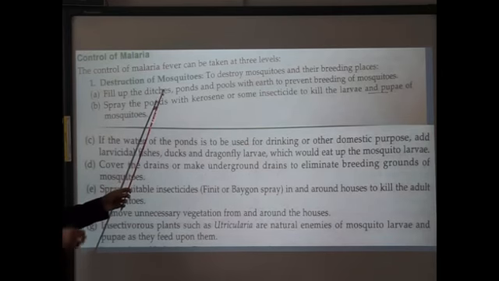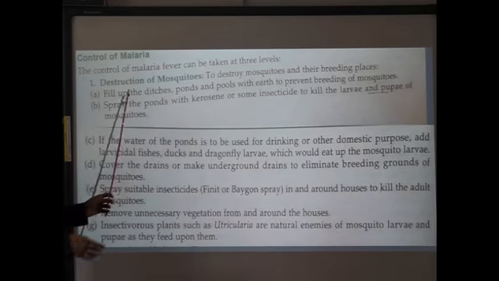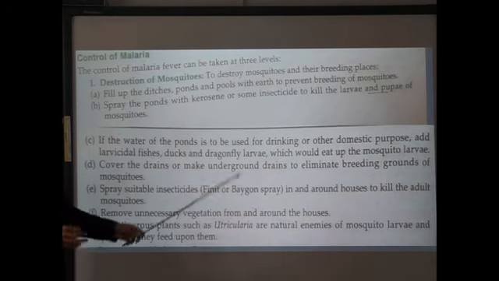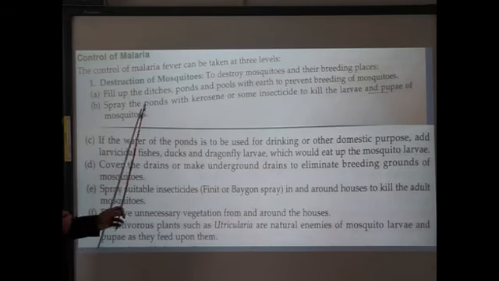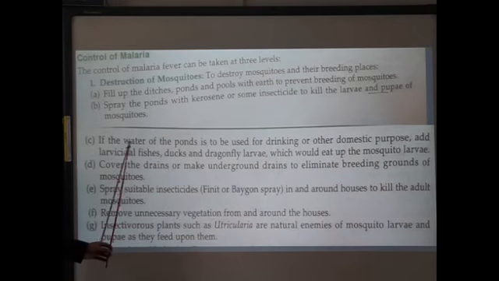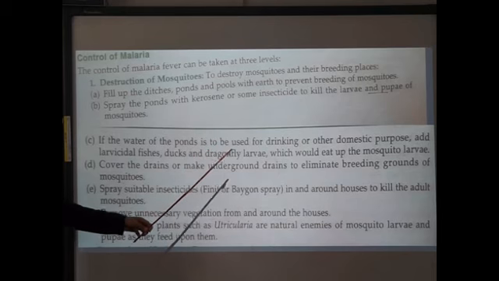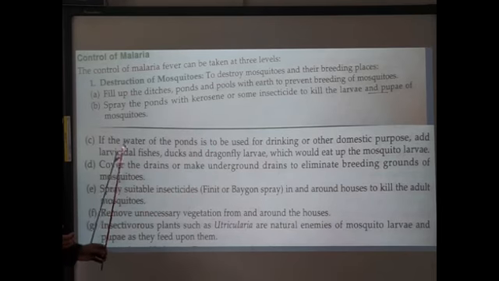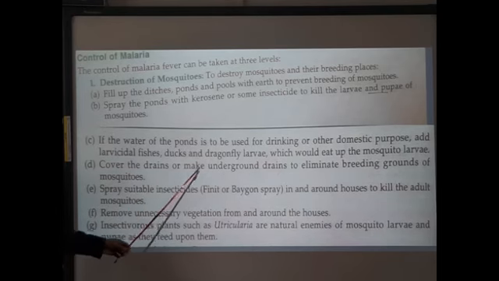How to control the disease malaria? Destruction of mosquitoes. Simply, the breeding sites of the mosquito need to be destroyed. Fill up the ditches, ponds, and pools where the mosquito is likely to breed. Spray the pond with kerosene or some insecticides to kill the larvae and pupae of the mosquito. If the water of the pond is to be used for drinking or other purposes, then larvivorous fishes, which mainly feed on the larvae of the mosquito, can be added. Ducks and dragonfly larvae can be introduced into the pond, which will feed upon the mosquito larvae. Cover the drains or make underground drains to eliminate the breeding grounds of mosquitoes.